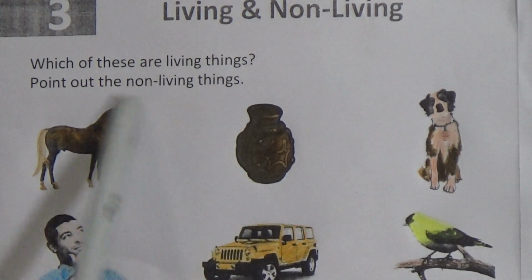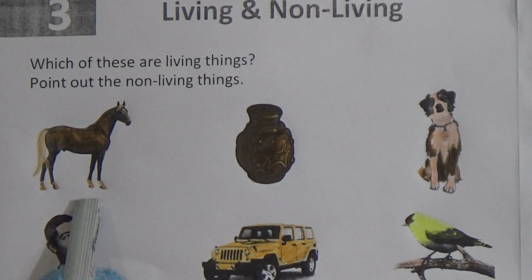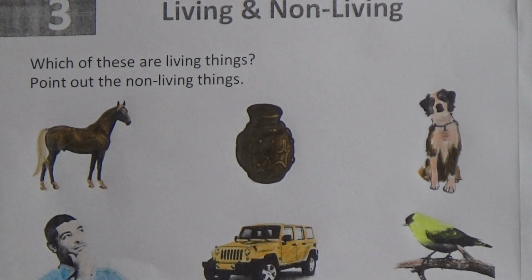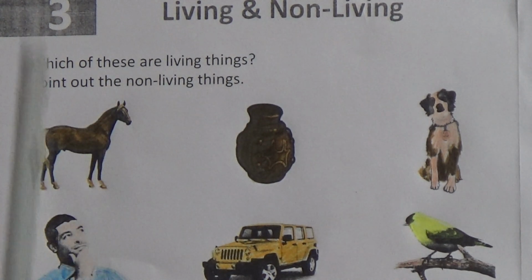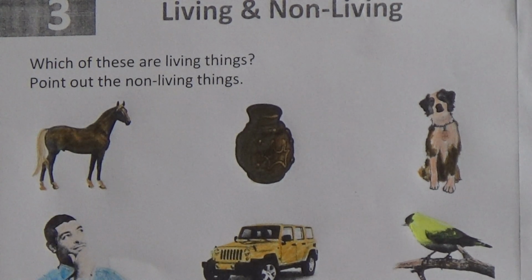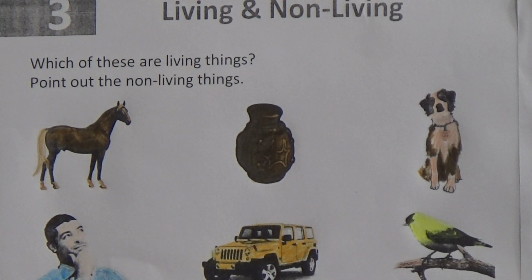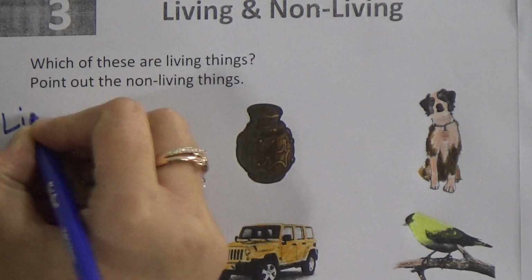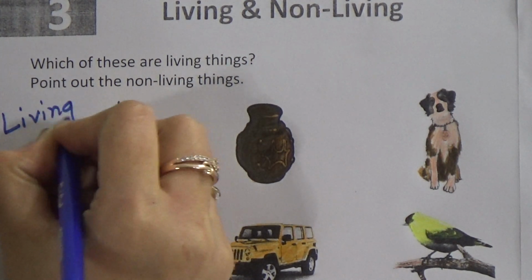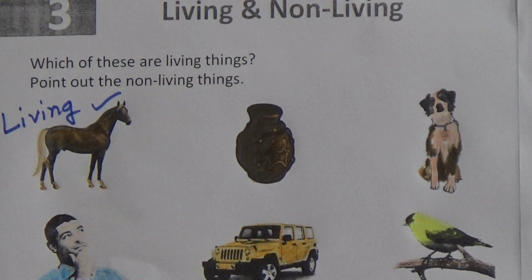Now at first we can see here is a picture of a horse. We know this is a living thing because a horse can take breath, it can eat food, it grows and gives birth to babies. So this is a living thing. So we will write here living.